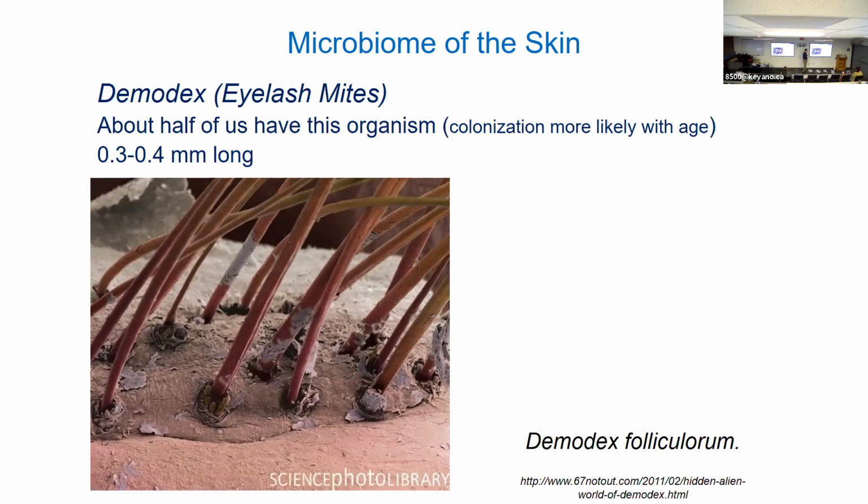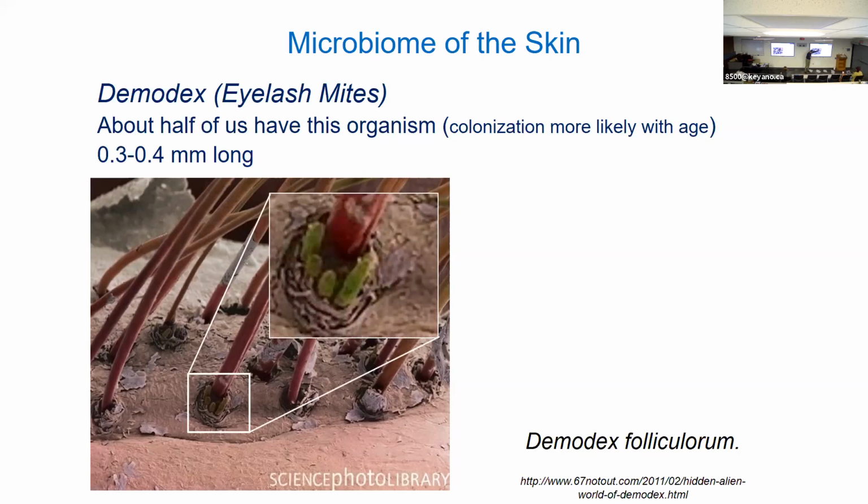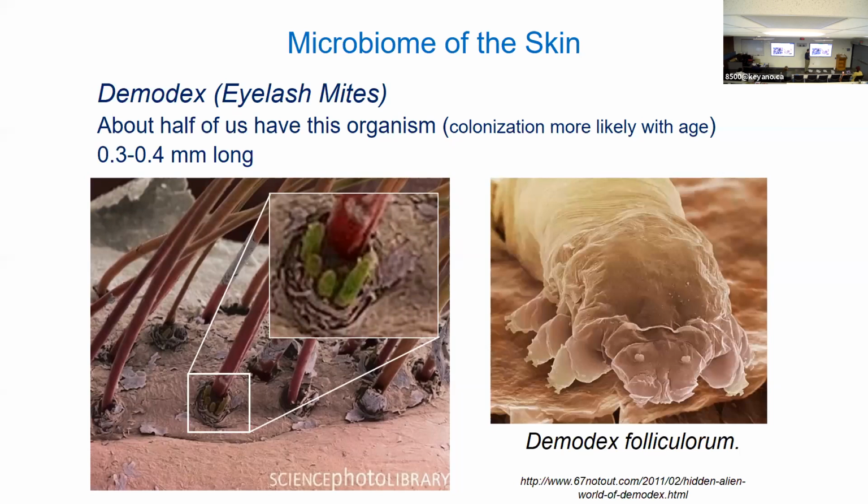They live kind of down here. You can sort of see them. I'll zoom in there. And these little green things are the mites. They live in the follicles on the eyelashes. And there's a closer look at these things, right? And so this is the kind of thing. They feed off the oils in your skin. And apparently, as you age, you're more likely to become infected. So I guess it's just a matter of time, right? If you don't have them now, you're going to get them eventually.